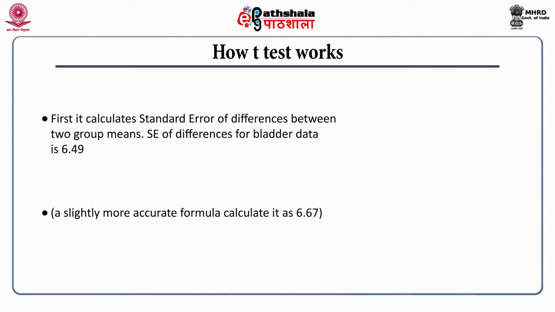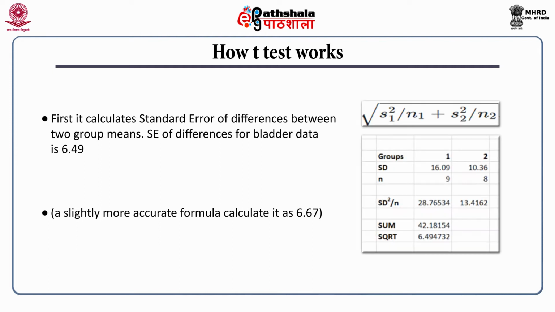In the case of confidence interval, we are multiplying a t constant with the standard error of the mean. Here, it is the standard error of the difference between the two group means. The formula used is the square root of S1 squared divided by N1 plus S2 squared divided by N2, where S1 is the standard deviation of group 1, N1 is of course its group size, S2 is the standard deviation of group 2, and N2 is its size.